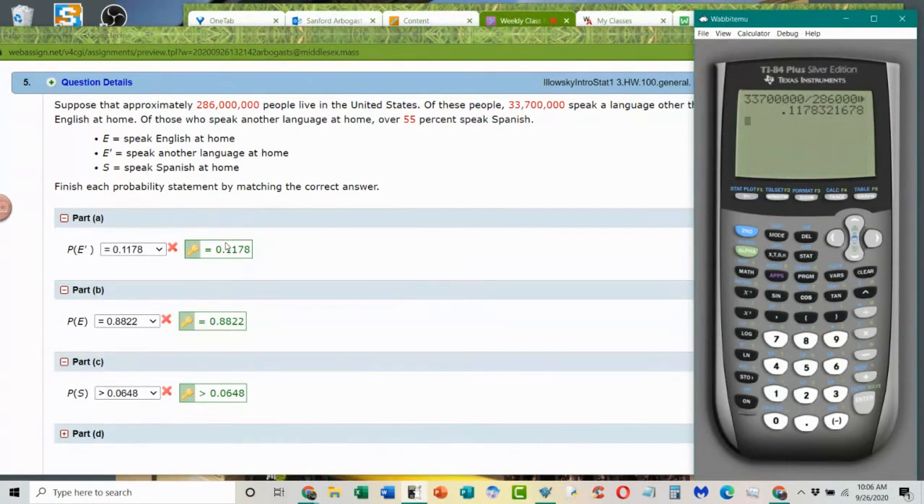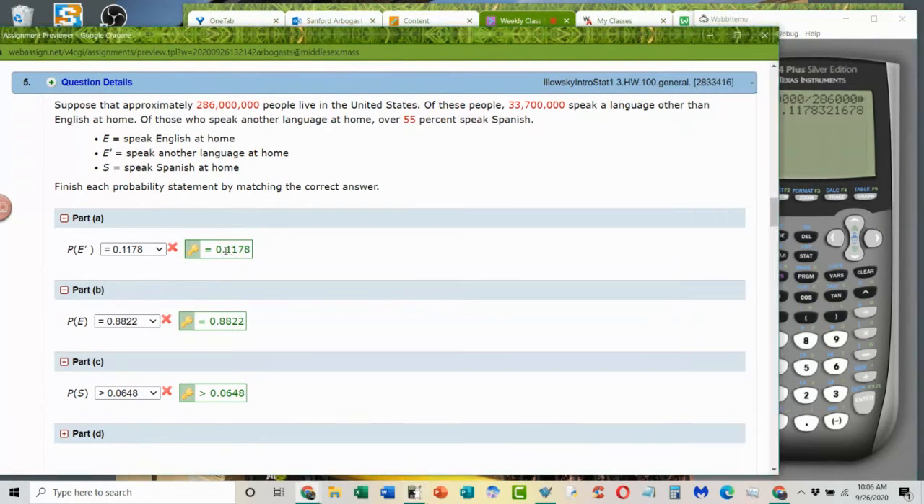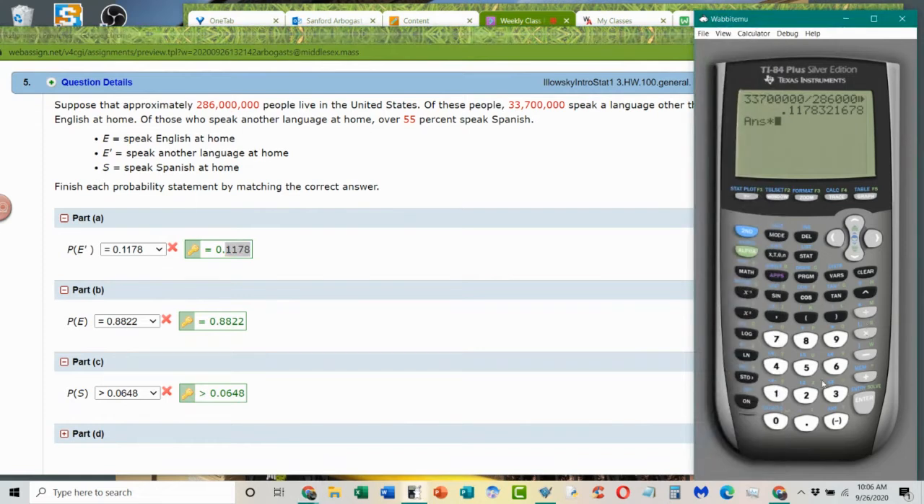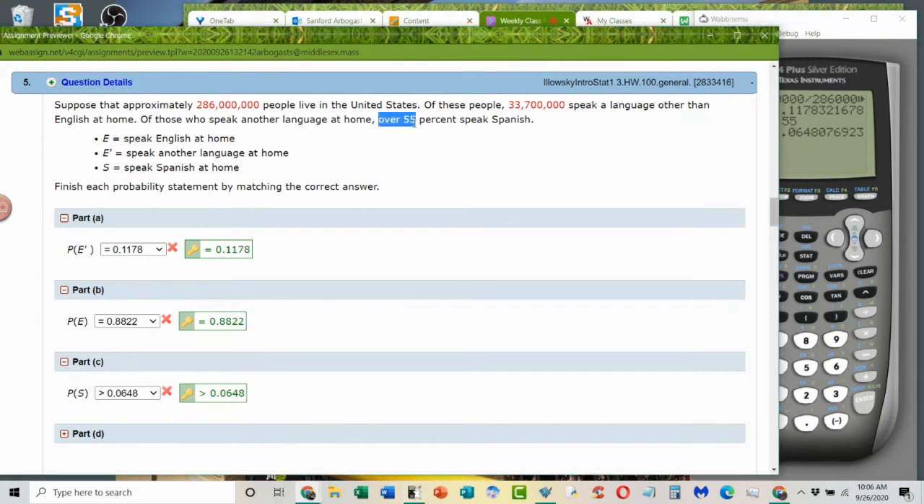We have 55% of this value. So times 0.55. And that's where I get the 0.0648 right there. Okay. But it's more than that because it says over 55%.